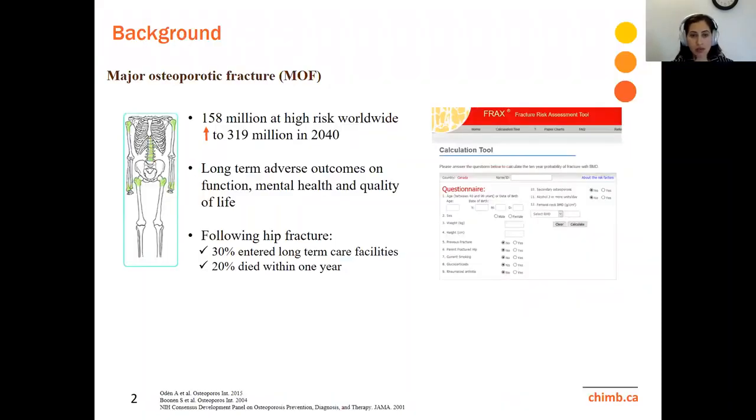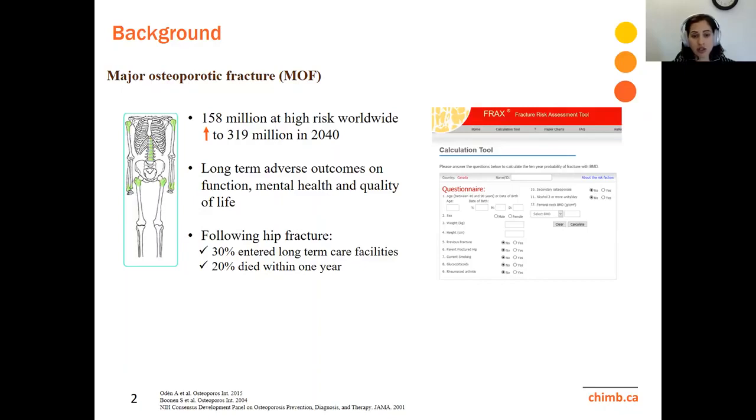And I'll start with a brief background. Major osteoporotic fractures, or MOF, are fractures occurring in hip, forearm, humerus, or spine. There are over 150 million people at high risk of MOF worldwide, and it is projected that this number will double in 2040. MOF is associated with long-term adverse outcomes on function, mental health, and quality of life. For example, 30% of individuals entered long-term care facilities after hip fracture, and 20% died within 1 year.